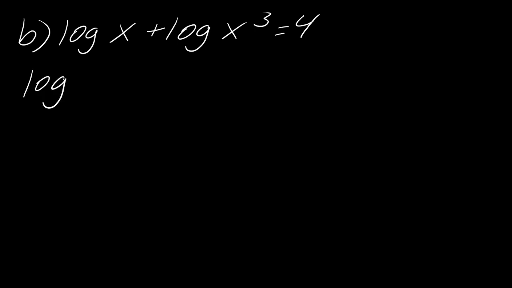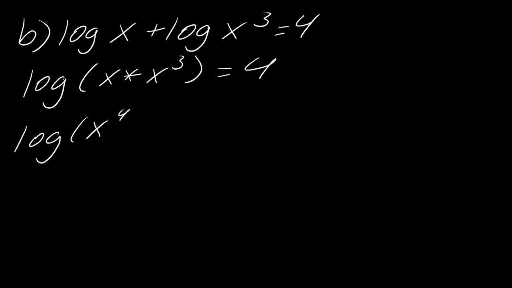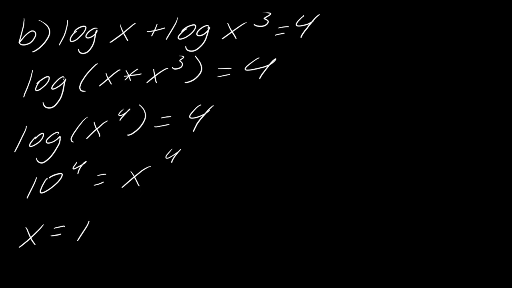Okay, so once again, I'm going to use the product rule so I can multiply these two parts together. So I have really log x to the fourth equals 4. So check this out. Now I've got to use the definition of a logarithm. So I have 10 to the fourth equals x to the fourth. So I don't even have to go any farther with this, right? I can see what the answer is. So I'm going to have x equals just 10.